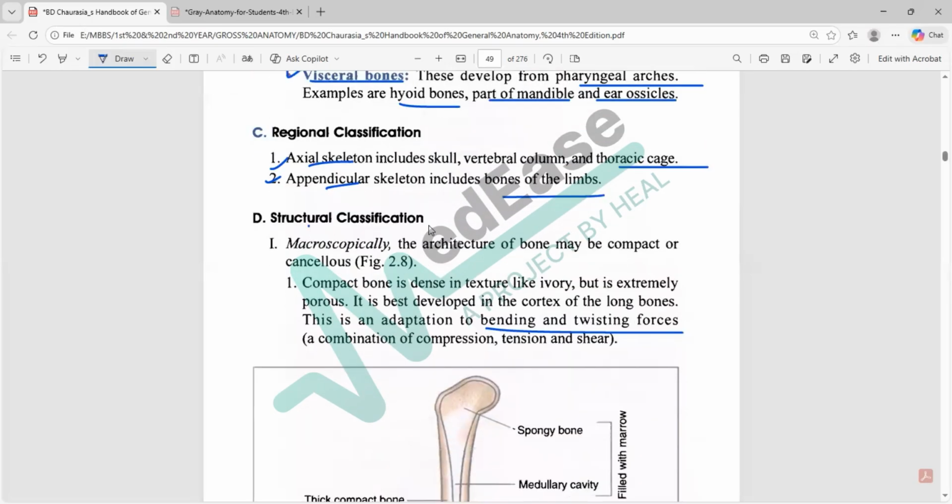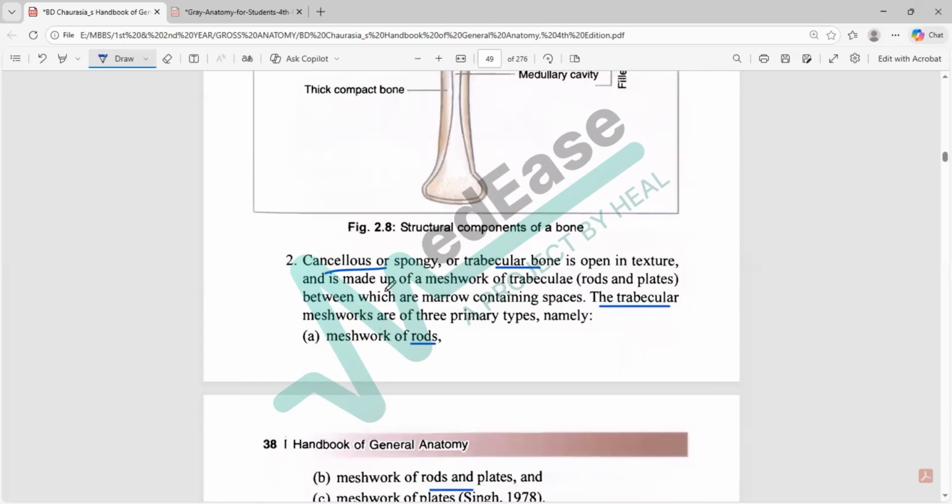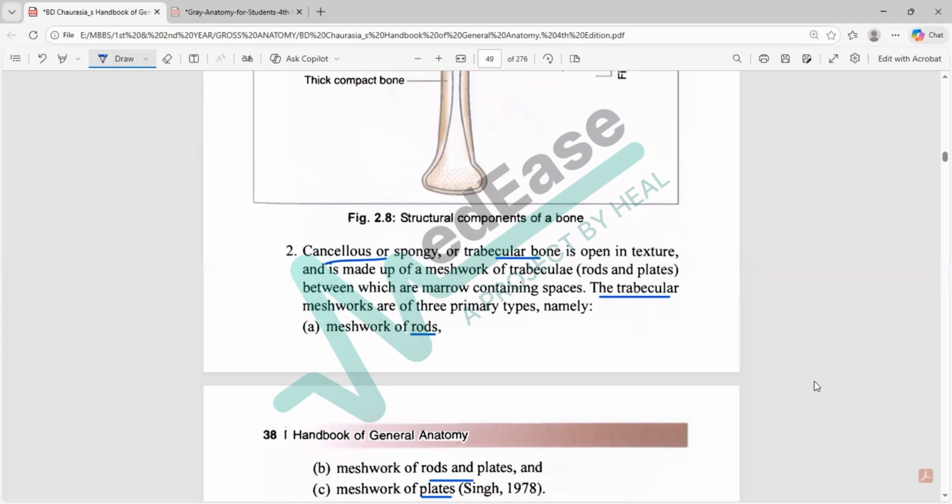Then further we have the structural classification. Macroscopically, we have the compact bone, which consists of tightly packed bone cells with very little intervening space, and these are adapted for bending and twisting forces. Then we have the cancellous or spongy or trabecular bone, which is deposited as a meshwork. In between them there will be some space. This is present mainly for weight holding by the particular bone.